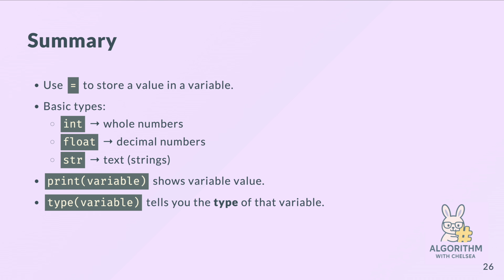Let's review. We use the equals sign to store a value in a variable. Int means whole numbers. Float means decimal numbers. Str means text. Print shows the value. Type tells you the type.